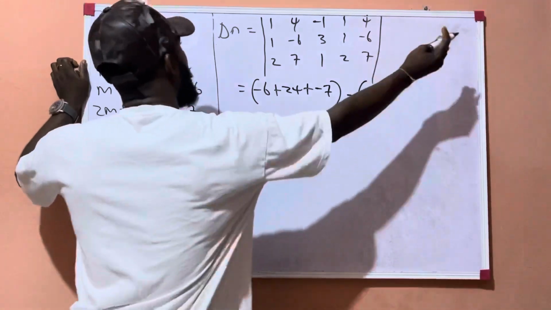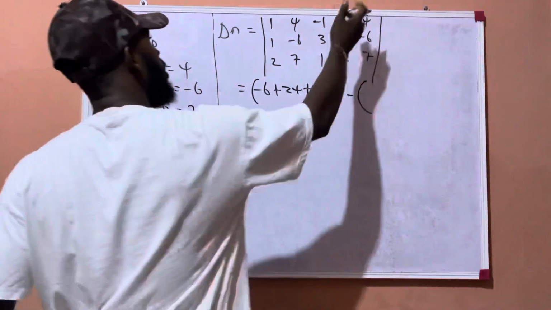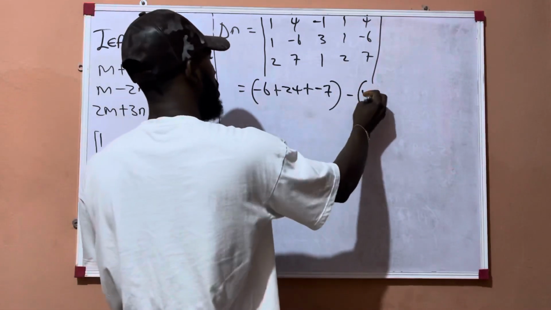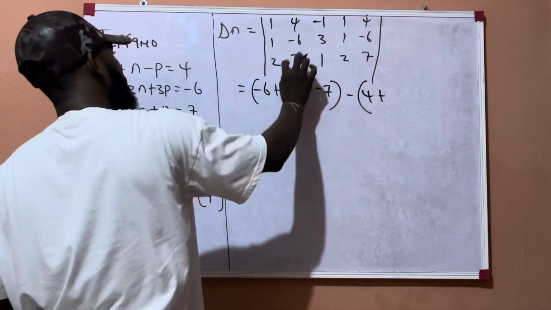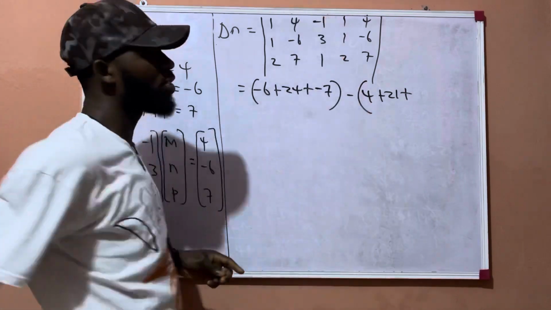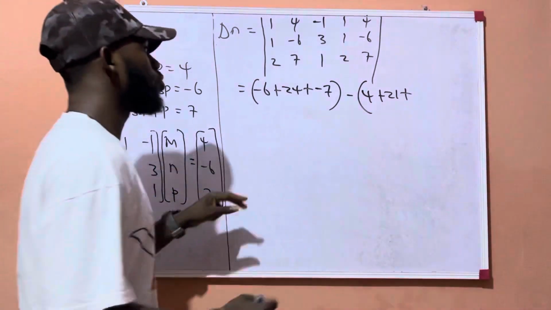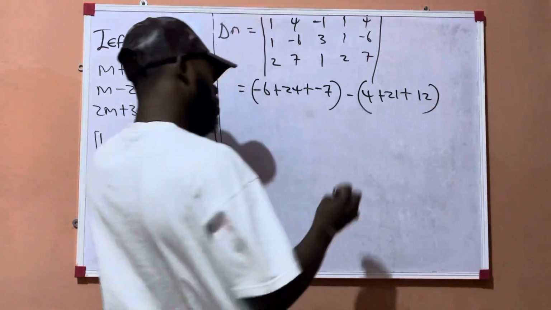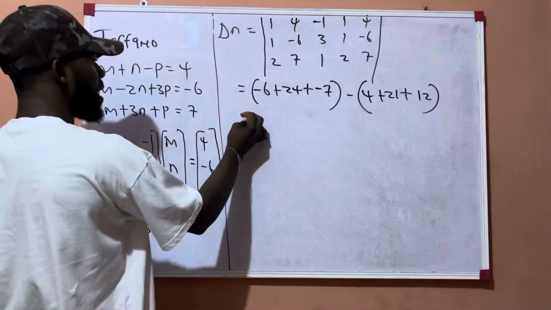Minus. Okay. Now from the right hand side we have this. 4 times 1 gives us 4, plus 1 times 3 times 7 gives us 21, plus minus 1 times minus 6 gives us 6, and 6 times 2 gives us 12. Then we close our bracket. Now, solving with the one inside the bracket, we're going to have this.